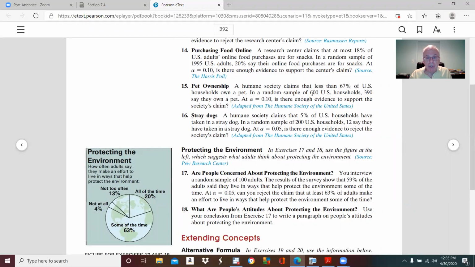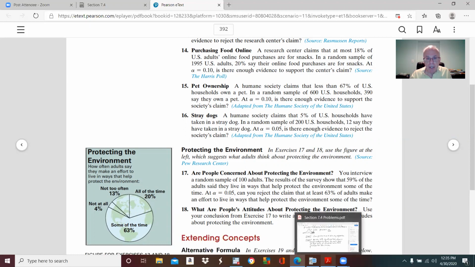In a random sample of 600 US households, 600 being n, our sample size, 390 say they own a pet. All right, here's another case where they don't give you the proportion, but you have to calculate it. 390 is our number of successes here, the number of people who say they own a pet out of the 600. So 390 divided by 600 is going to be our sample proportion. At alpha equal to 0.10, is there enough evidence to support the society's claim? And this is actually worded correctly because the claim is in the alternative hypothesis.